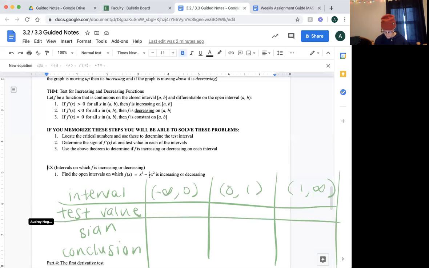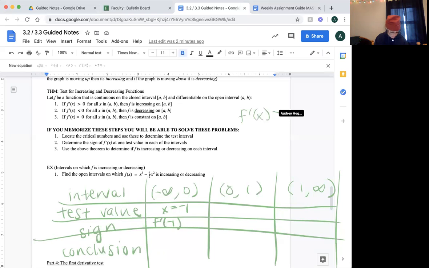All right, test value. I can literally pick any value as my test value as long as it's within my interval. So between negative infinity and 0, I'm going to pick x equals negative 1 because that's an easy value. The sign refers to the sign of the derivative. So I'm going to be evaluating f prime of negative 1. Okay, so f prime of x, reminder, is equal to 3x squared minus 3x. If I plug in negative 1, I get a positive 6.